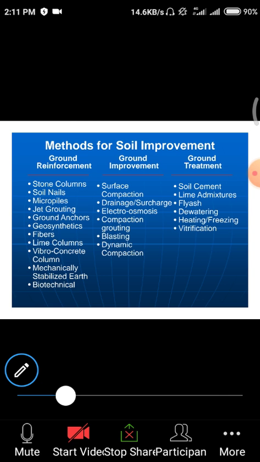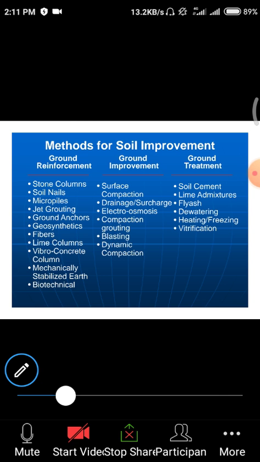In ground reinforcement, ground means proper soil particles, and reinforcement here is not only with respect to steel. That means we are not using the entire reinforcement as steel. Some part of the reinforcement is steel material, and another part is some amount of plastics, that means non-degradable plastics, which we use to improve the ground properties.